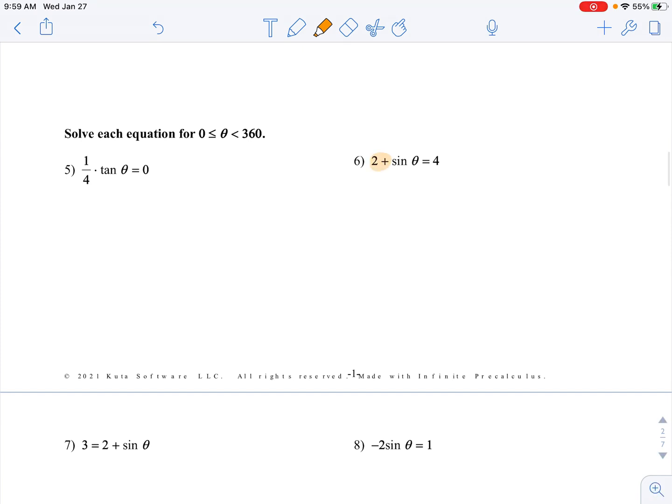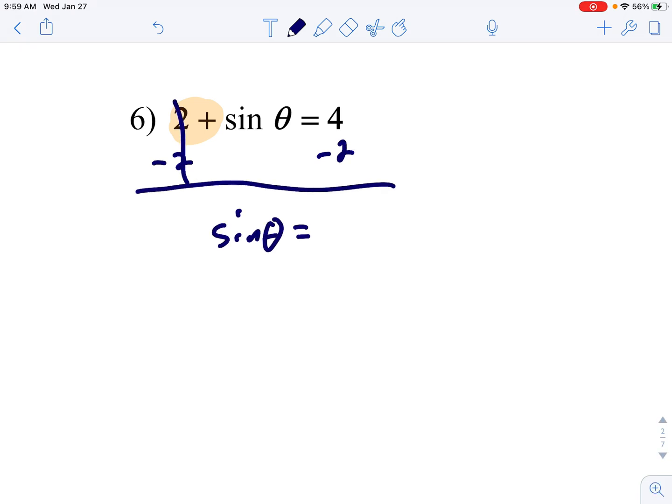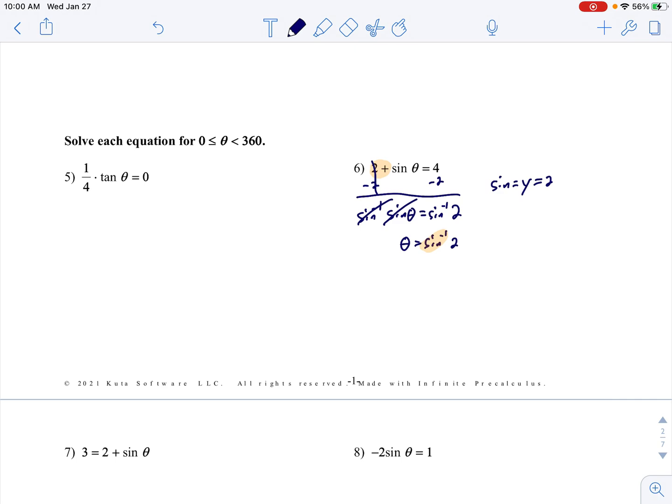You've got this 2 here. So to solve this equation, I need to start by subtracting 2 on each side. I get sine theta equals 4 minus 2 is 2. Then to cancel out sine, I need to do the inverse sine of both sides. I get theta equals the inverse sine of 2. In other words, again, I wish I wasn't doing all these sine problems, but sine is equivalent to a y value on the unit circle, so I want to find a y value that equals 2.